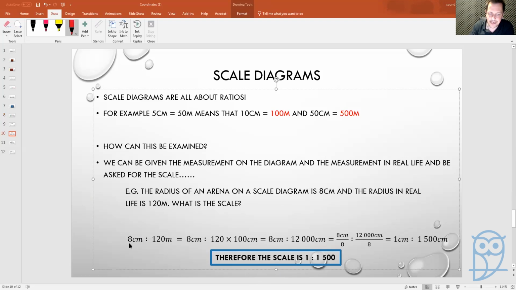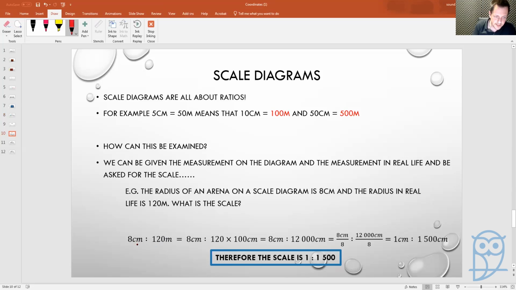So you need to take it as a ratio of scale diagram to real life. And you will always do the scale diagram first because that will always represent the smaller value. So 8 centimeters to 120 meters. But we've got a huge problem right now.